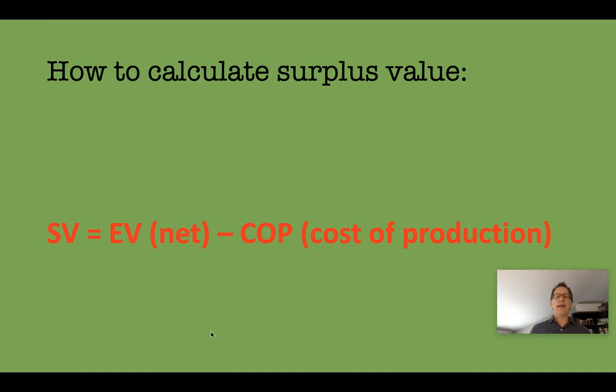So $5 times the amount of foosballs or commodities that you sell. That's net or total exchange value. In order to calculate profit, you have to subtract from net exchange value the cost of production. I put an acronym here, COP. So what goes into the cost of production?